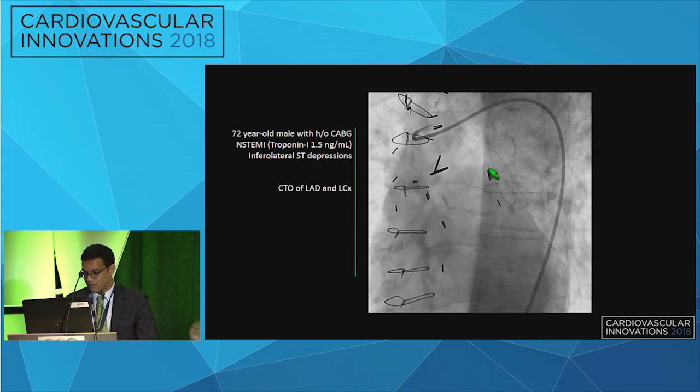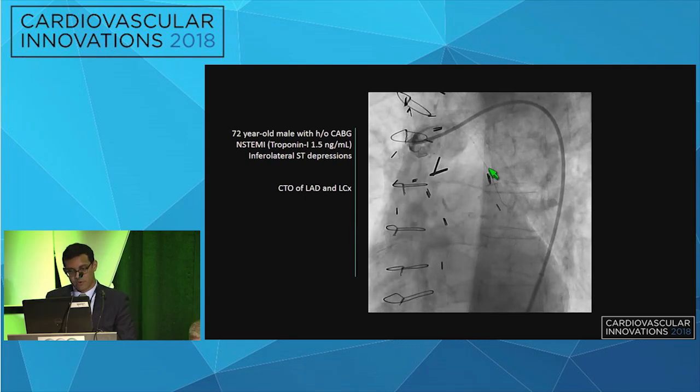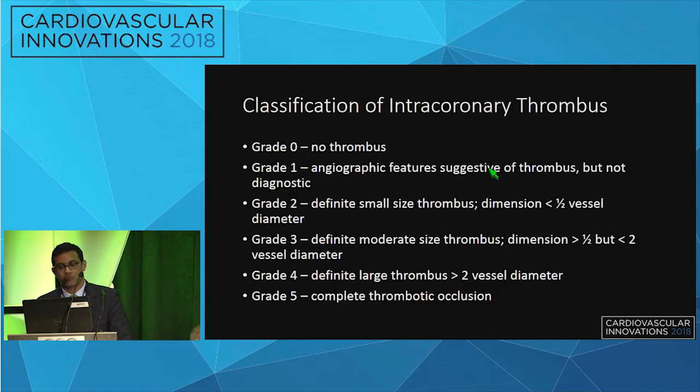So we're sort of left with the question of what to do. But before we go any further, we'll talk a little bit about intracoronary and large thrombus burden. The previous classification system had used the TIMI scores, where a grade 0 represented no thrombus in the vessel, up to a grade 5, which was a complete thrombotic occlusion.